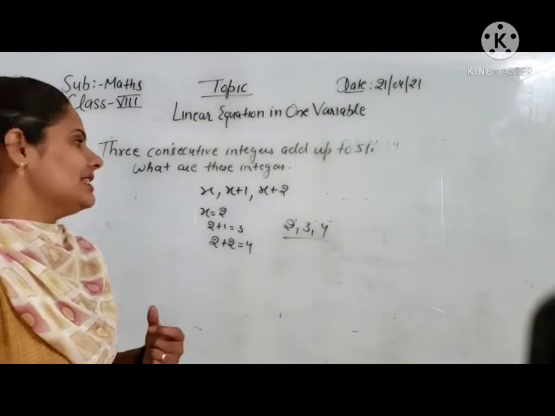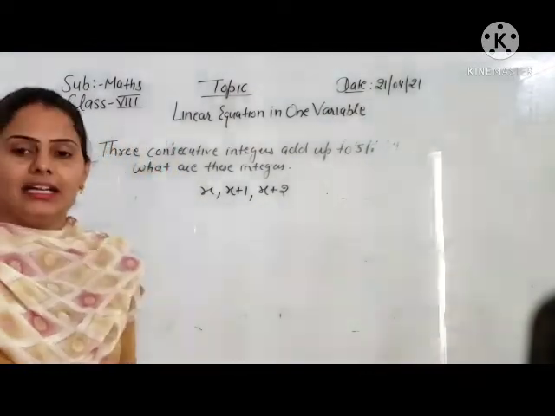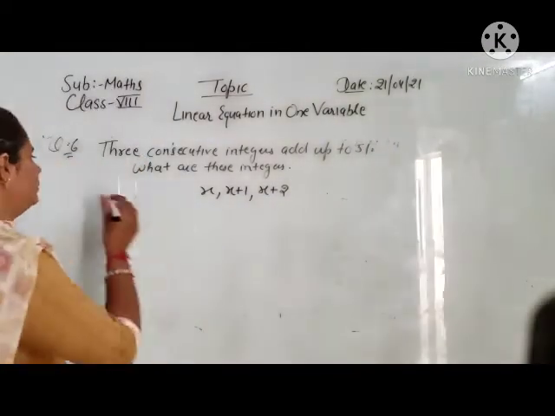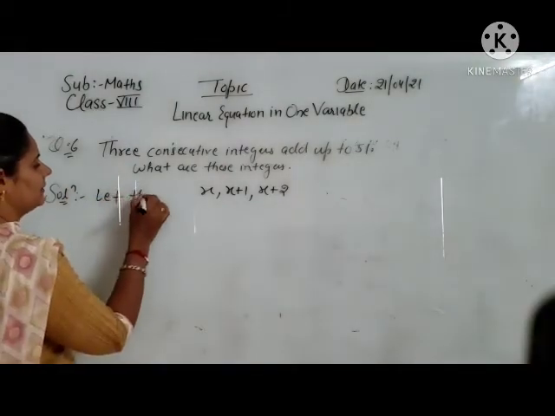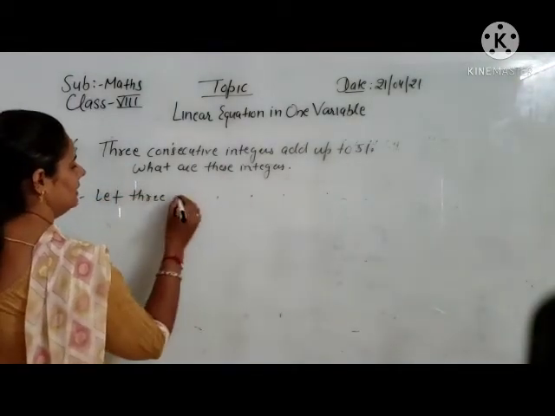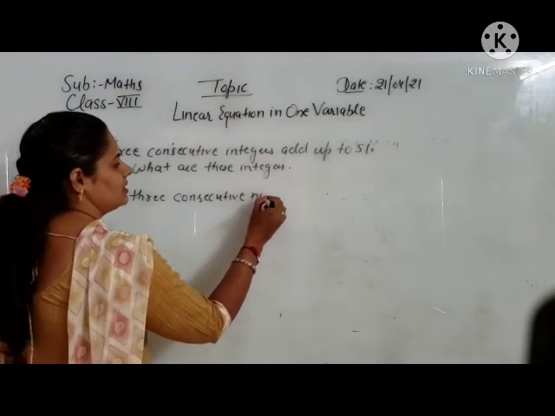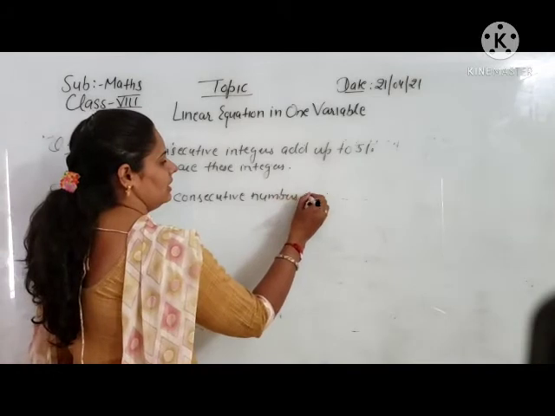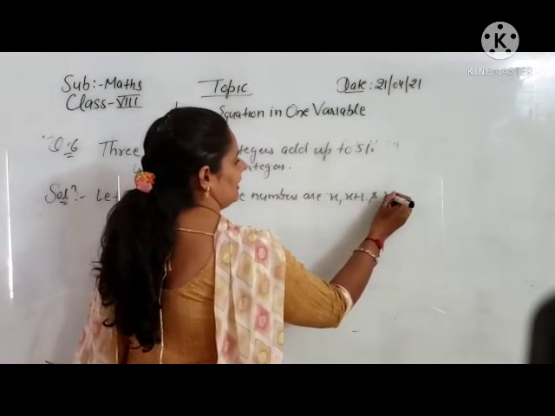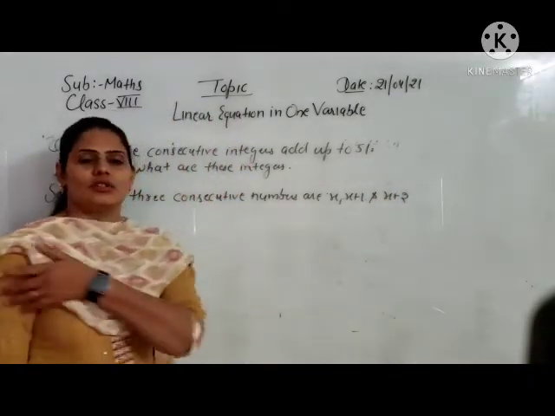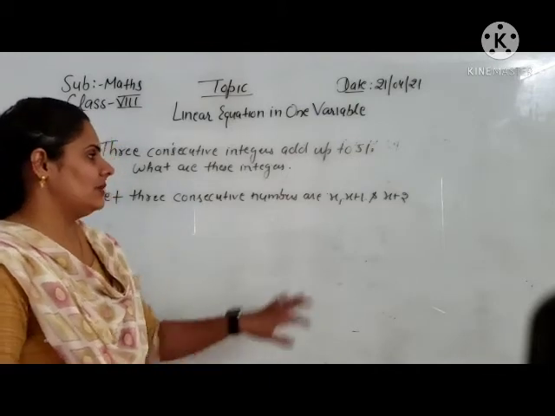So in the form of x, how will you write the consecutive numbers? x, x plus 1 and x plus 2. Okay. So you will write: let 3 consecutive numbers be x, x plus 1 and x plus 2. First you will assume let 3 consecutive numbers are x, x plus 1, x plus 2.